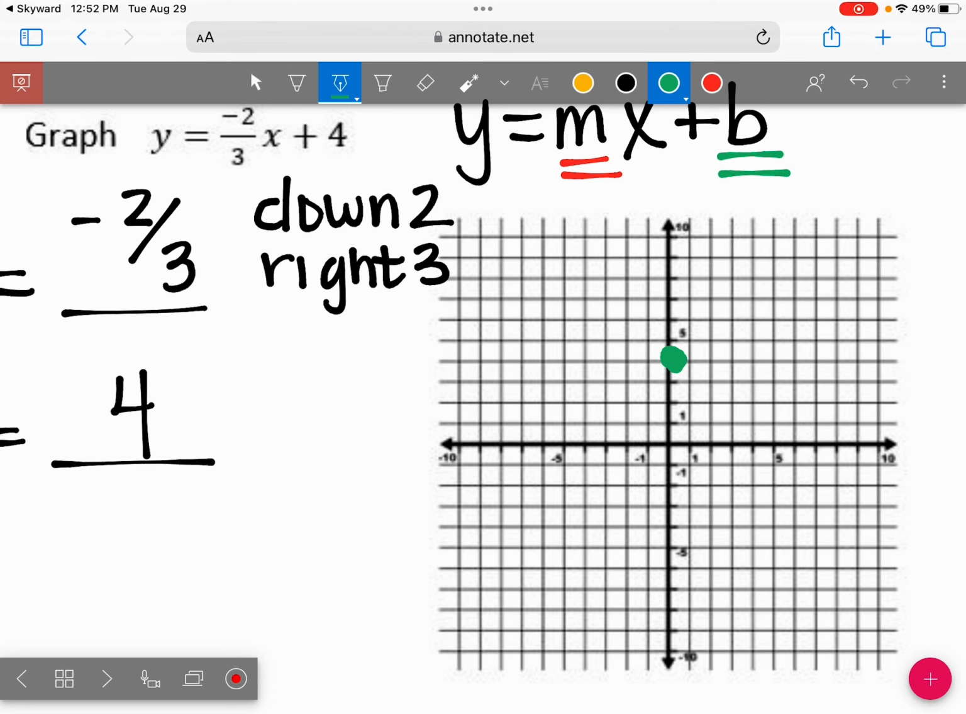And then from that point, I want you to hop down 2 and then to the right 3. Put a point. So we're going to go down 2, right 3, put a point, down 2, right 3, put a point, and now draw a line.